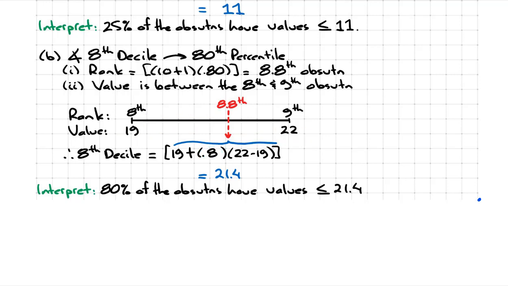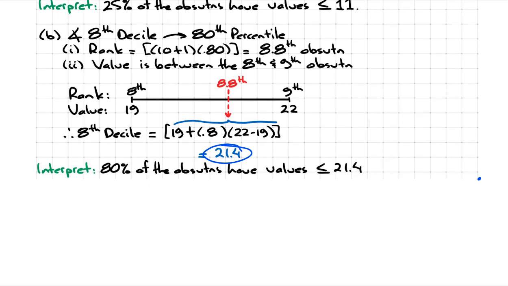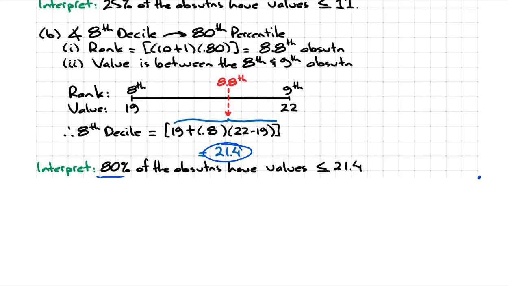So then we add up those numbers. We get 21.4, and then again, how do you interpret this? 80% of the observations in our data set will have a value that's equal to or less than 21.4.